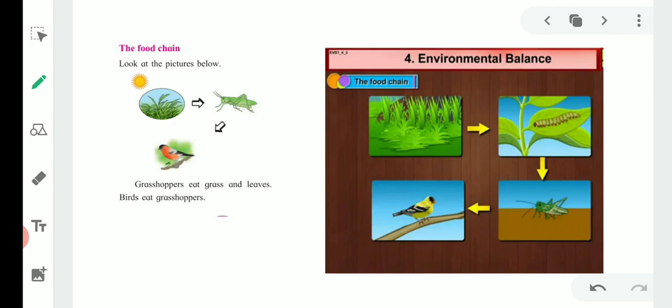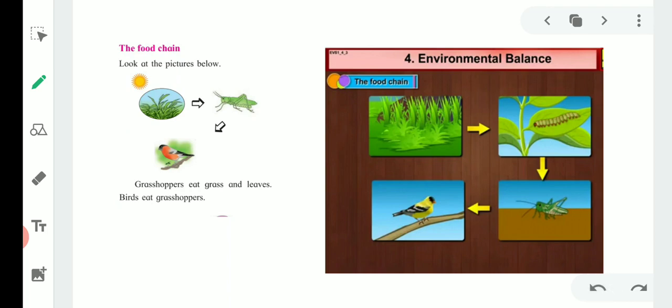So turn your page to page number 20. Here is the topic, the food chain. Look at the picture. Grasshopper eats grass and leaves, and birds eat grasshopper, which means here in this picture, as you can see, the sun is there, because of which grass gets sunlight and grows, and grass is eaten by the grasshopper, and the grasshopper is next eaten by the bird.